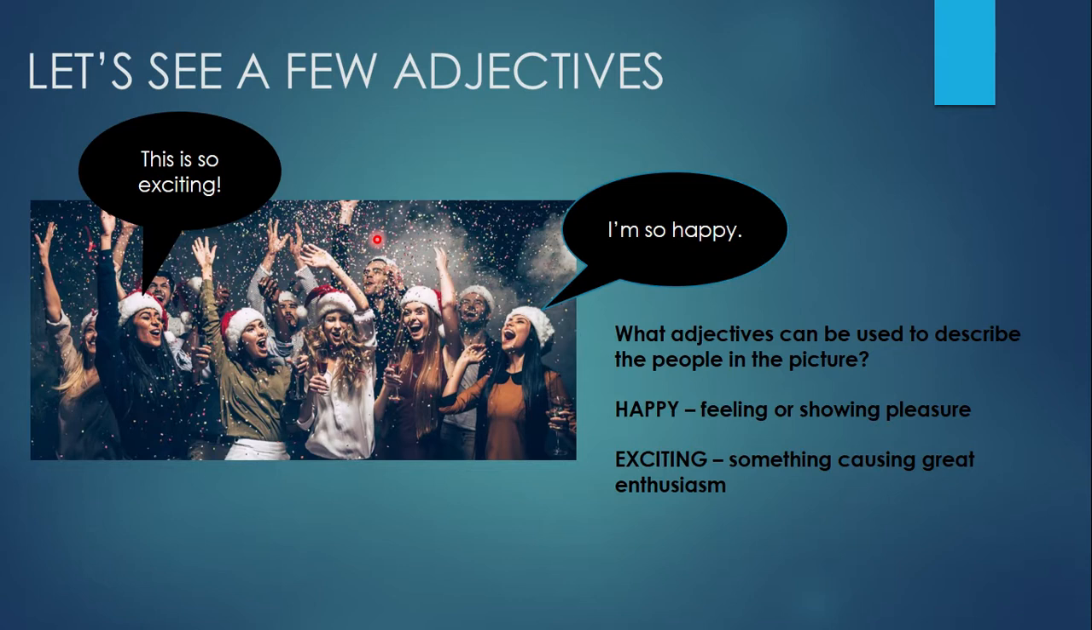What adjectives can be used to describe the people in the picture? I'm so happy. This is so exciting. Okay, so happy, it's an adjective to describe when a person feels or shows pleasure. I am so happy, estoy muy feliz, ¿ya? Esto es una de las excepciones porque no todos los adjetivos que sirven para describir a cómo una persona se siente terminan en ed. Por ejemplo, es happy. That is one of the examples.